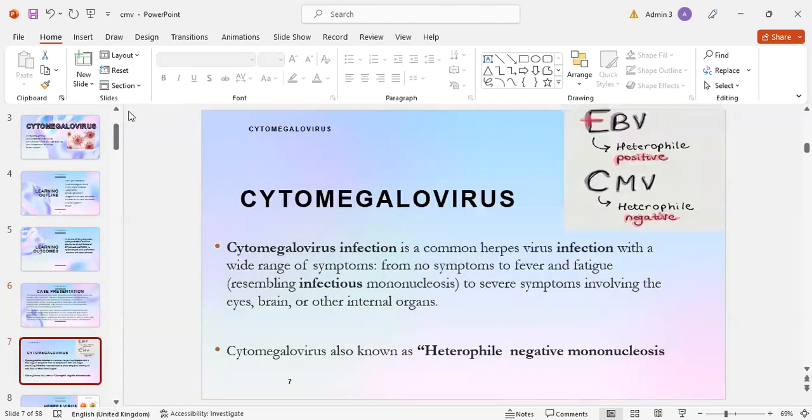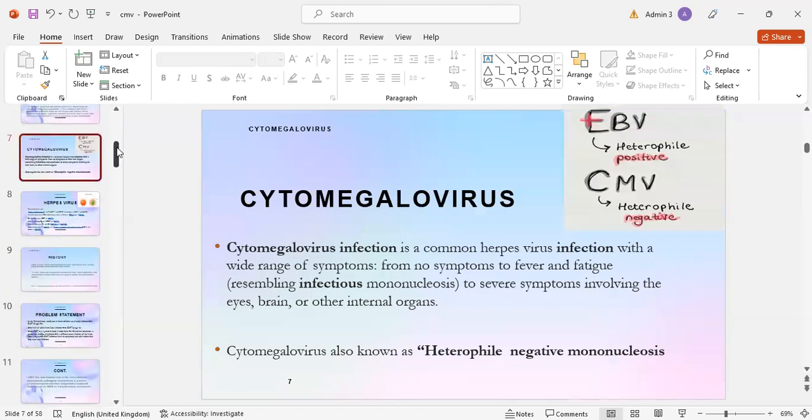Cytomegalovirus. Cytomegalovirus is a common herpes virus infection with a wide range of symptoms, from no symptoms to fever and fatigue resembling infectious mononucleosis, to severe symptoms involving eyes, brain, and other internal organs. Cytomegalovirus is also known as heterophile negative mononucleosis. Epstein-Barr virus is also known as heterophile positive mononucleosis.